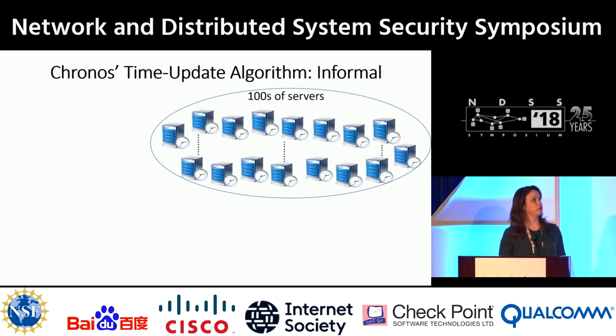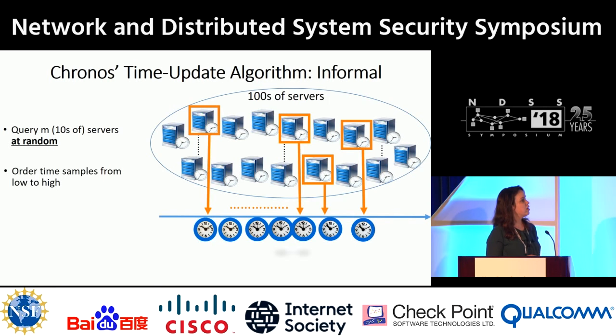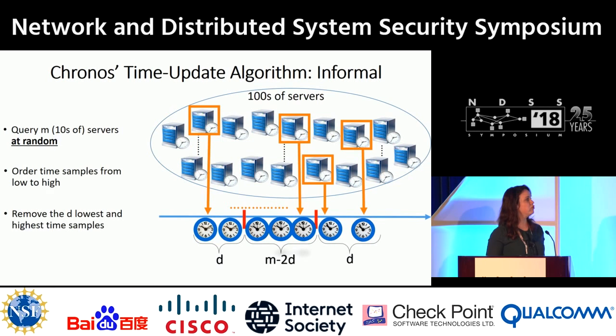So now we will show, given hundreds of servers, how the Chronos client updates its clock. Out of hundreds of servers, we query M, around tens of the servers, at random. We order them according to their value from low to high. And then we remove the D lowest and the D highest time samples.